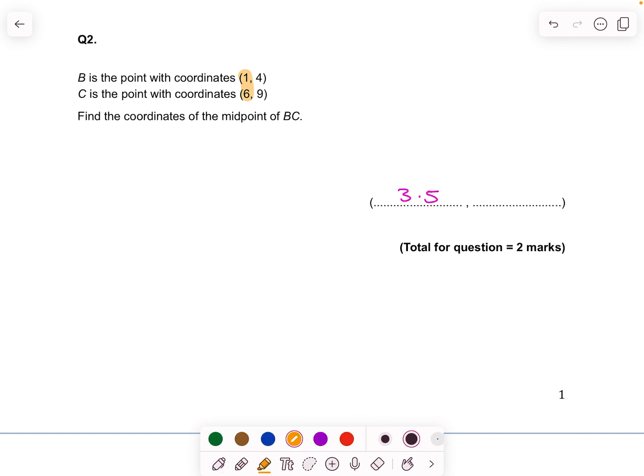And then add the 2 y values. 4 plus 9 is 13. Halve it is 6.5. That is all you do. Add the 2 x's, halve it. Add the 2 y's, halve it. That's it.